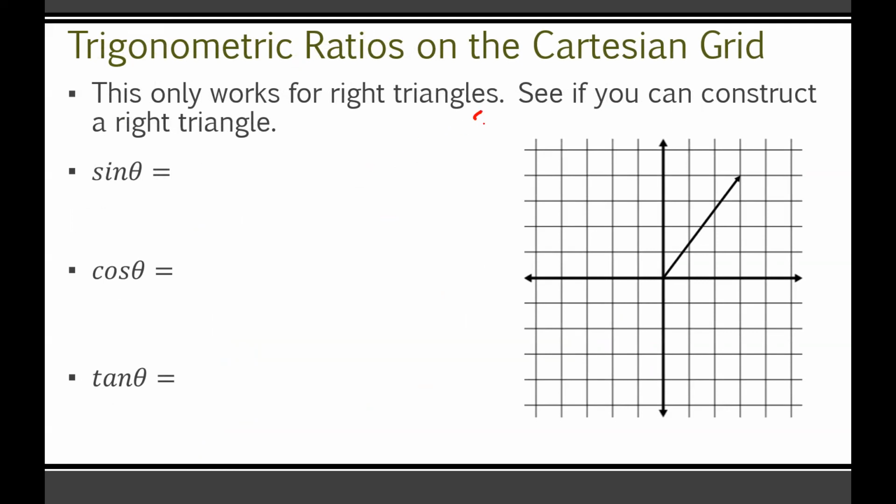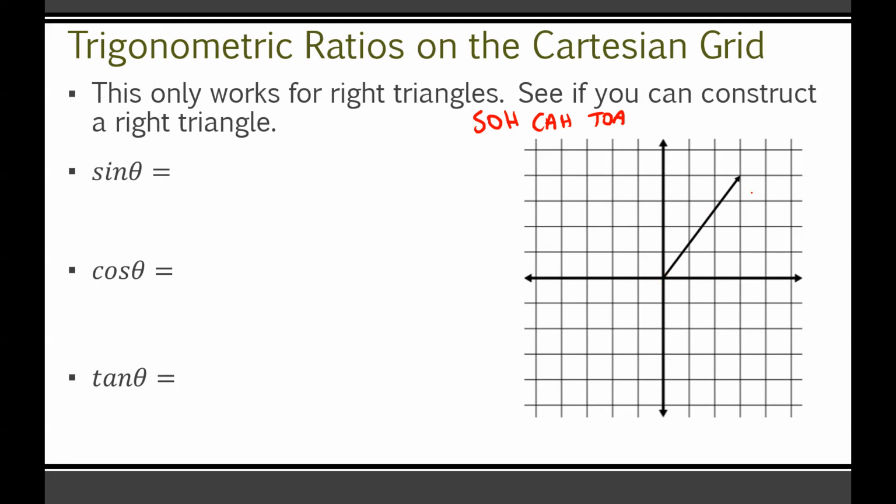Last class, I remind you from math 10 that you have SOHCAHTOA as being a really useful way of remembering which trig ratio does what, right? So let's start with just a normal Cartesian grid here. We're just doing this generally.